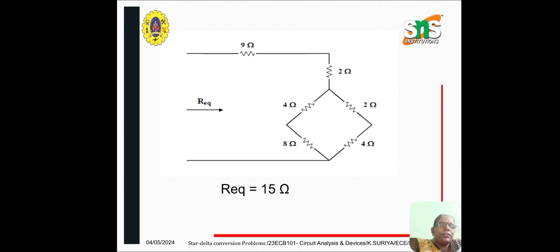So here if you see, 9 ohms and 2 ohms are in series. So 9 plus 2 is equal to 11 ohms. And if you see from that junction of the 2 ohm resistor, your 4 and 8 ohms are in series, and 2 and 4 ohms are in series on the right side. So you can add them: 8 plus 4 and 4 plus 2. Both these resistances after adding up will be in parallel, and you can put the parallel combination, and finally you can add all the 3 resistors, which will be equal to 15 ohms, the equivalent resistance.